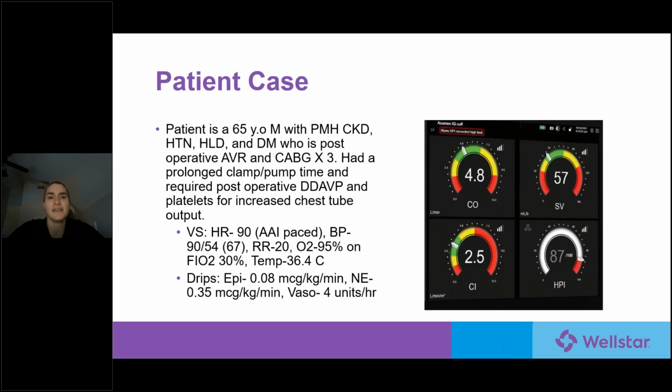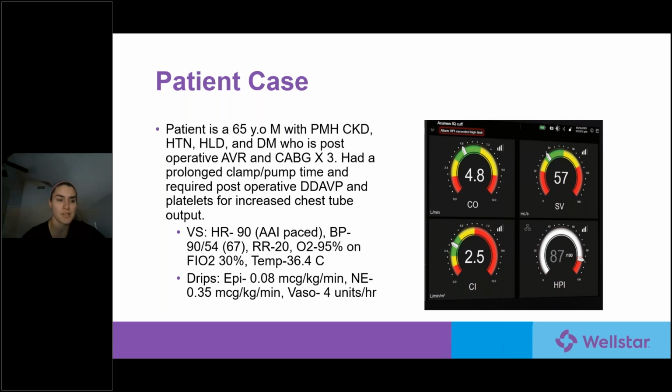All right, and that's truly all I have about refractory vasodilatory shock. I'm quickly moving through it. I wanted to hopefully end this discussion with a patient case example of what you would typically see of a patient coming out of a cardiothoracic OR and what vasodilatory or vasoplegic shock can look like. This patient is a 65-year-old male with a past medical history of chronic kidney disease, hypertension, hyperlipidemia, and diabetes. He is post-op from an aortic valve replacement and a 3-vessel CABG.